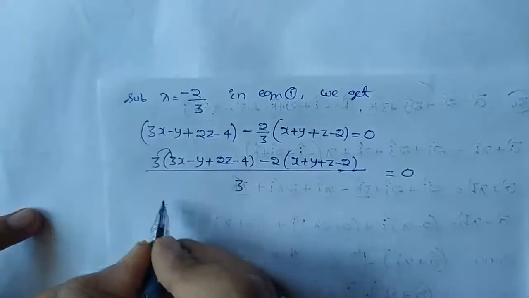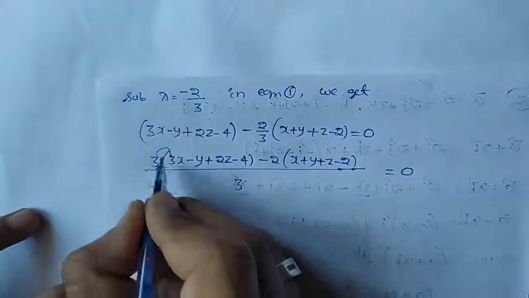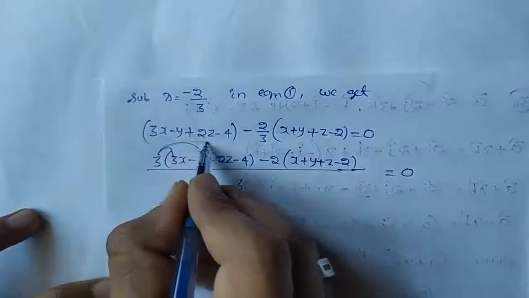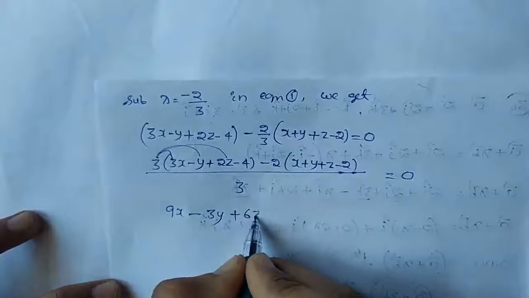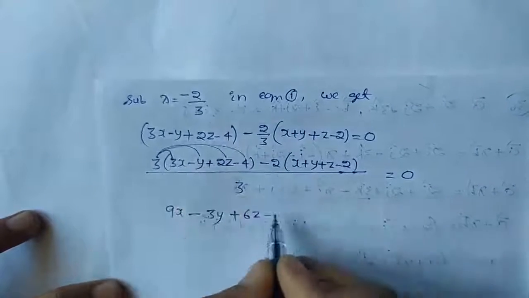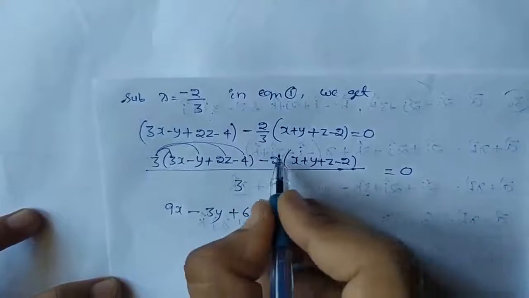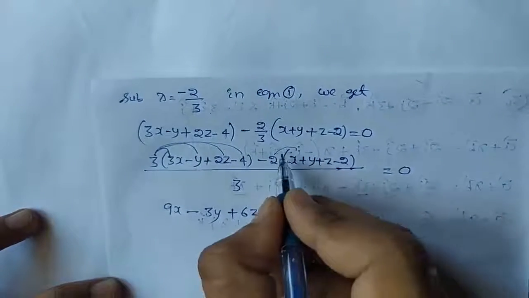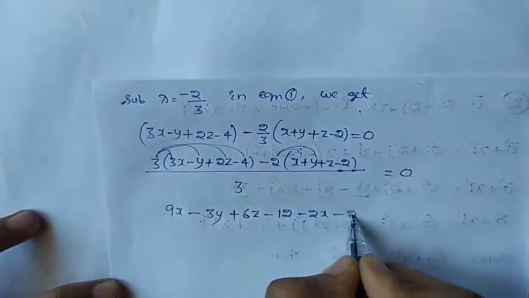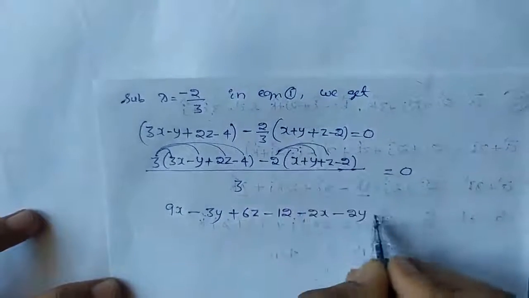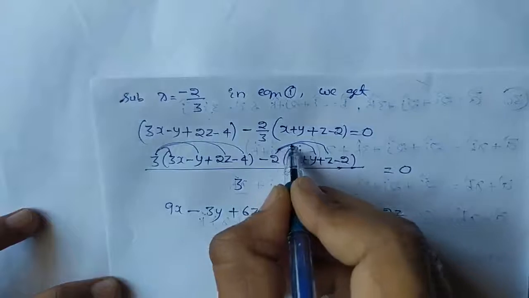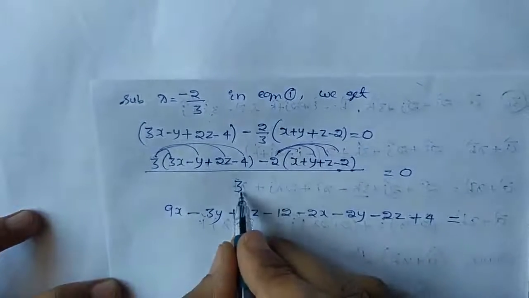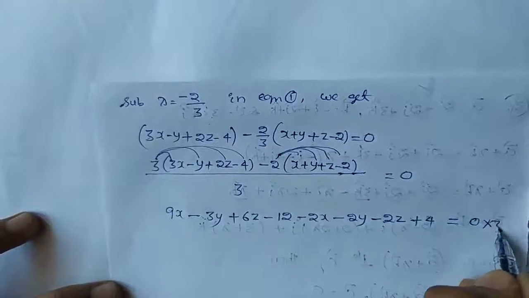So 3 into 3 is 9x, minus 3 into minus y is 3y. Next 3 into 2 is 6z, minus 3 into 4 is 12. Next multiply minus 2 inside the brackets. Minus 2 into x is minus 2x. Minus 2 into y is minus 2y. Minus 2 into z is minus 2z. Minus 2 into minus 2 is plus 4. That equals, if we send this 3 to the right, 0 into 3.